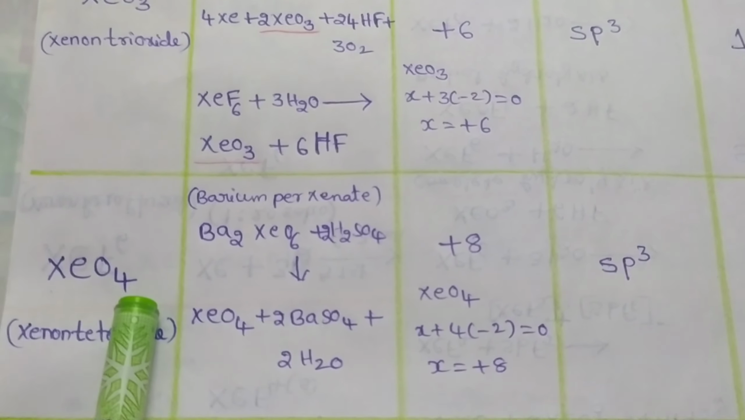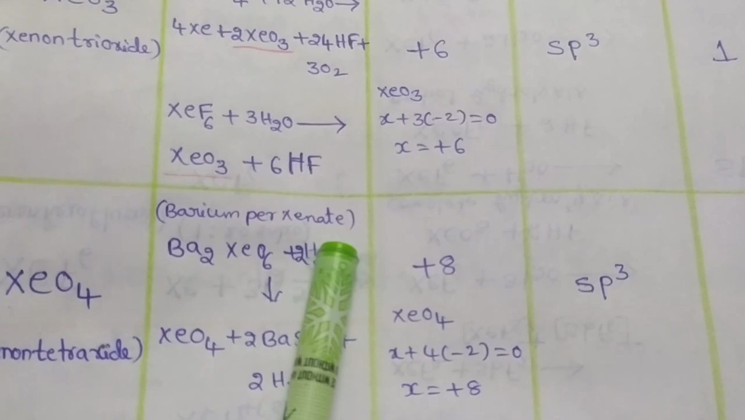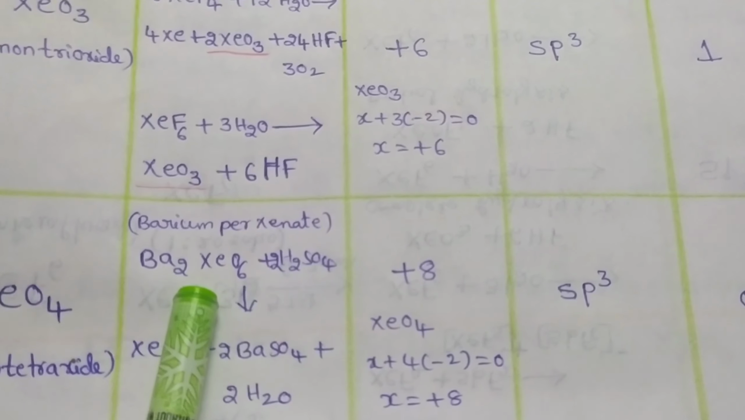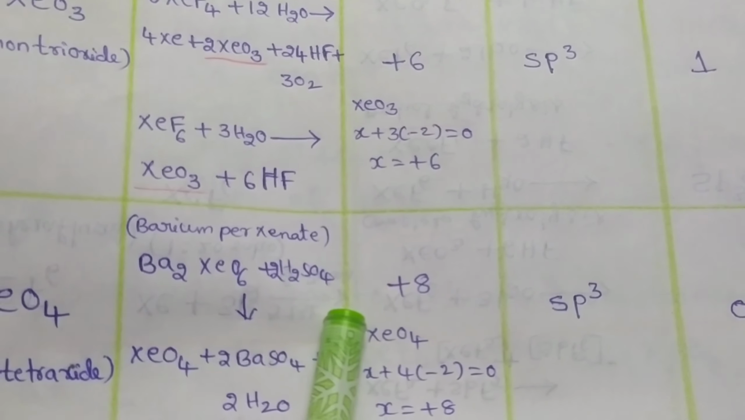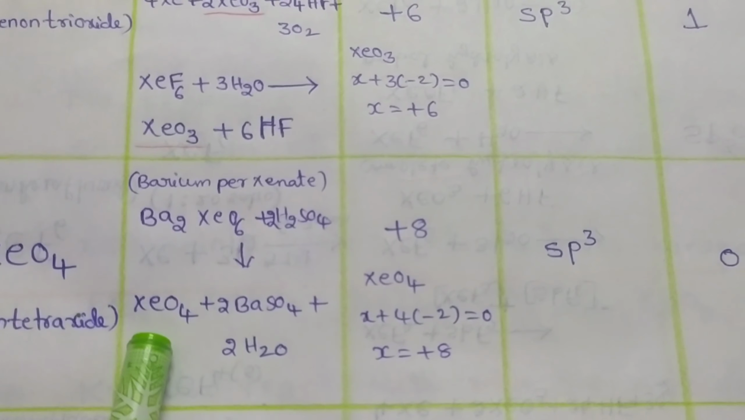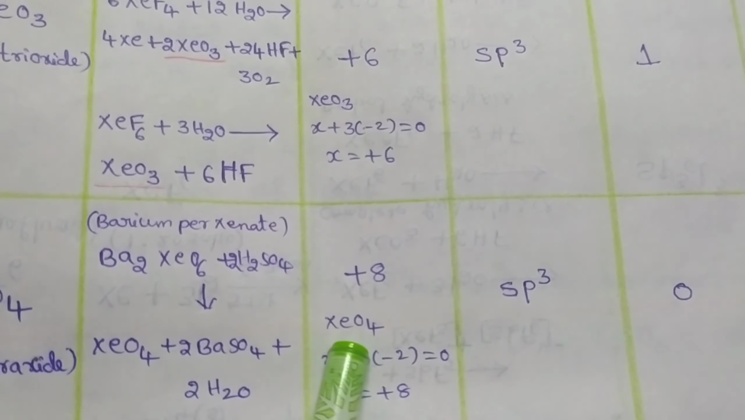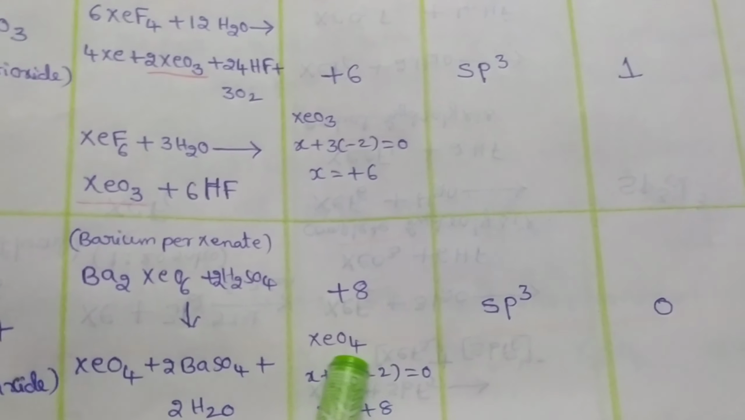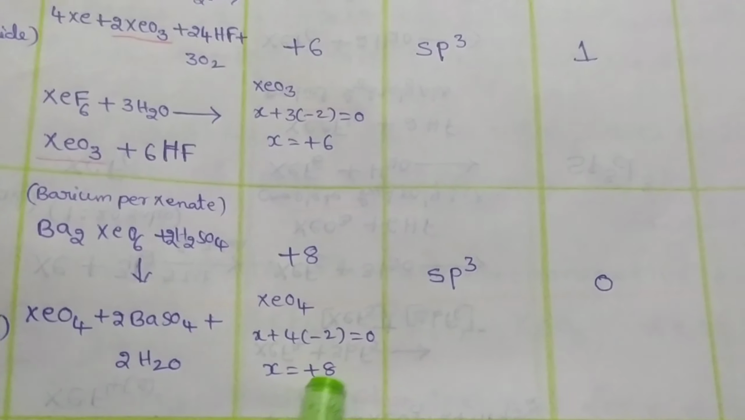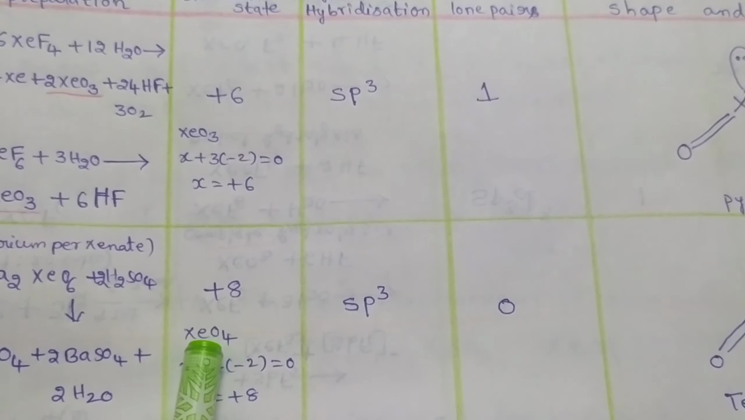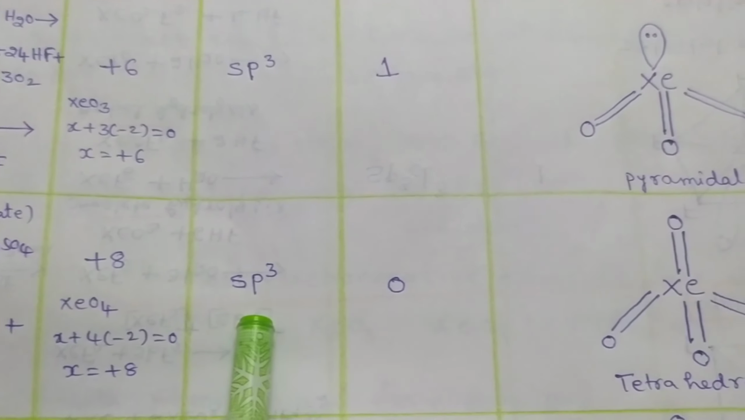Now we discuss xenon tetroxide, formula XeO4. Method of preparation: when barium perxenate, formula Ba2XeO6, is reacted with sulfuric acid, it forms xenon tetroxide. Oxidation state: in xenon tetroxide, xenon shows +8 oxidation state. Hybridization: xenon tetroxide shows sp3 hybridization.